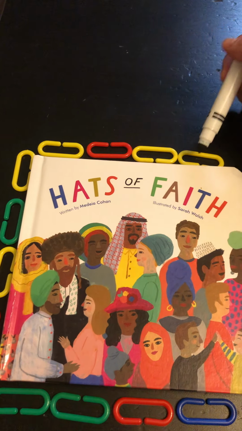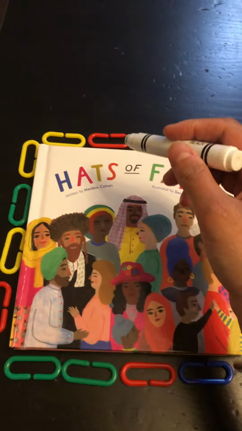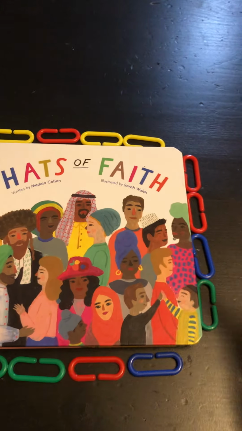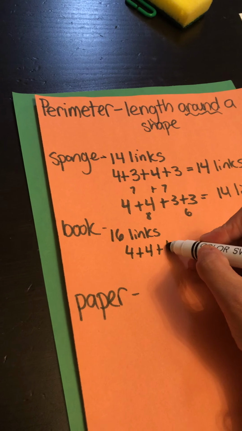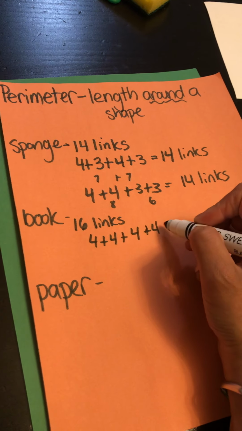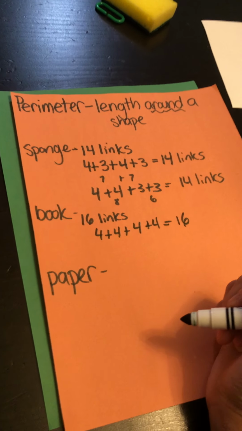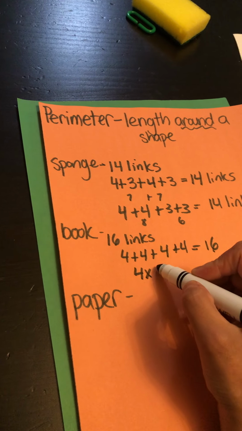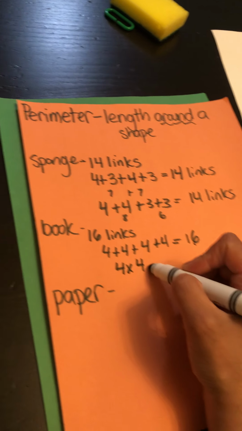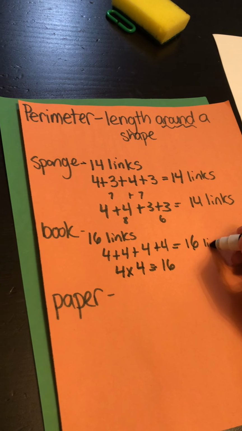Going back to the book, we're going to do our equation. 1, 2, 3, 4 plus 4, because I know this side is parallel to this side, and this side is parallel to this side, so it's going to be the same amount, which equals 16. Okay. You can do a little multiplication here: 4 times 4 equals 16. And I can't forget the units, so I'm going to put in the links here.